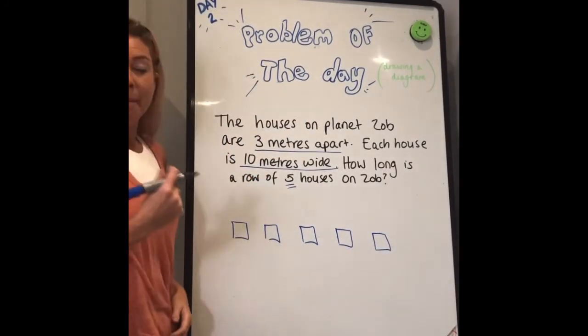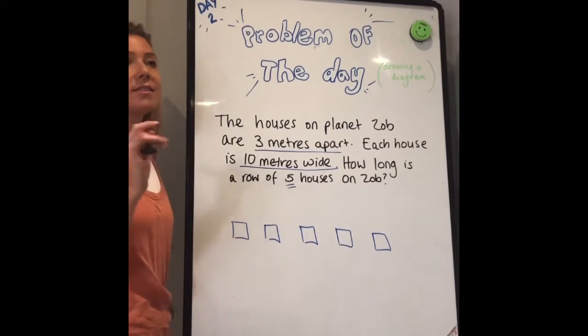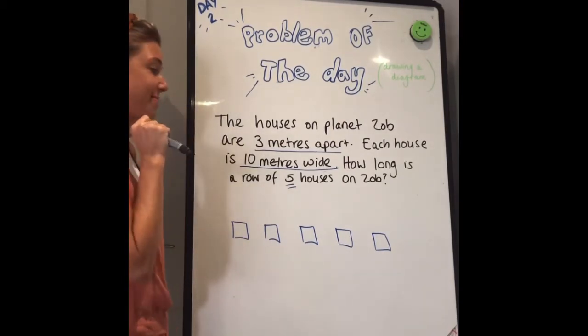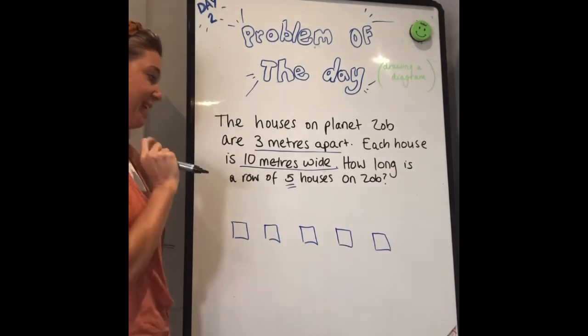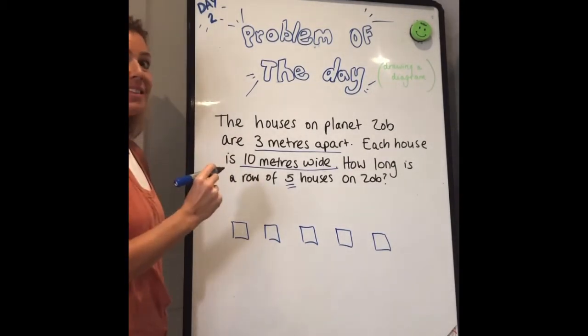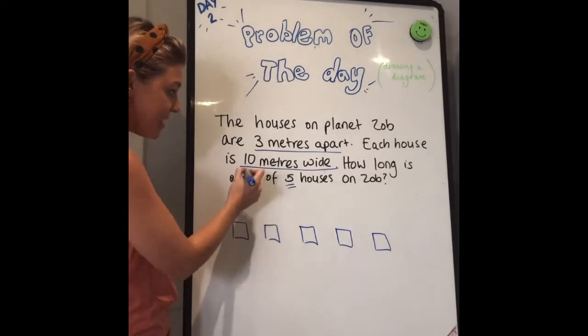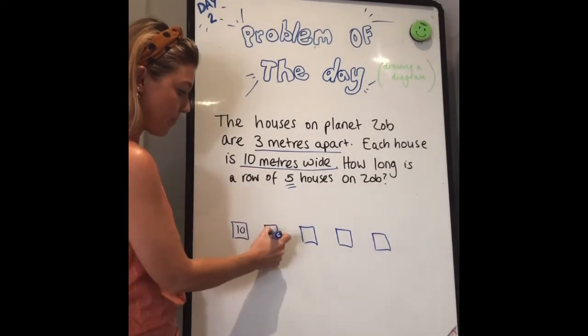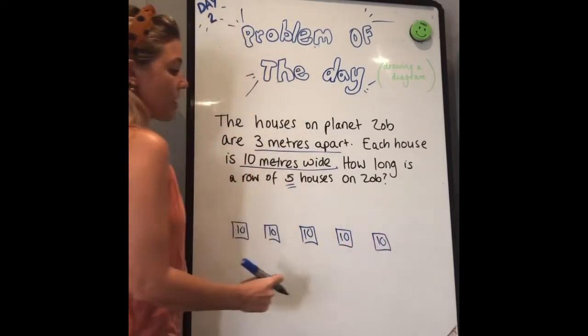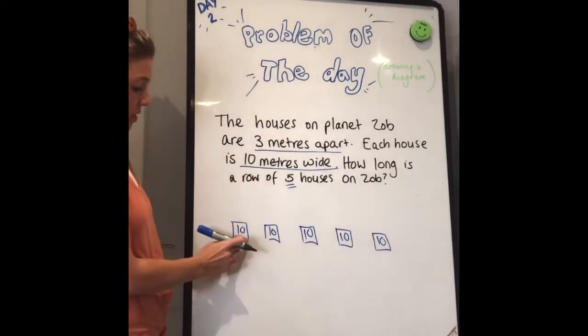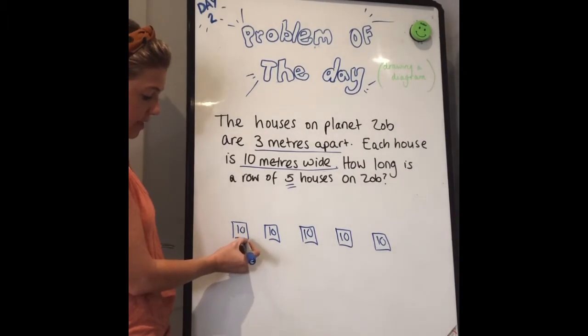And I'm going to put a number inside these houses. So see if you can guess what that number would be. What number am I going to put inside the houses? Each house, I'm going to put 10 inside because each house is 10 metres wide. Okay, so I'm going to put 10 inside of each of these little houses. Okay, we've got our 5 houses and we know that each house is 10 metres wide.